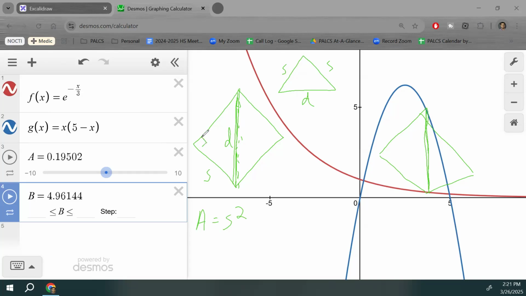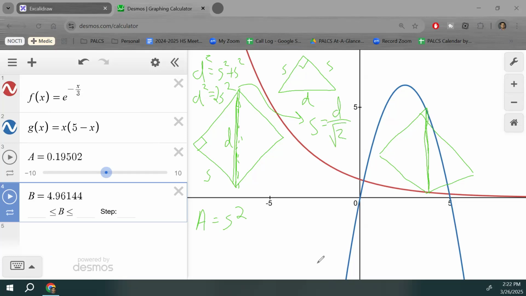And we can use the Pythagorean theorem because this is a square, and so this corner is a right angle. I know that d squared is equal to s squared plus s squared. So that means d squared is equal to 2s squared. S, if I just put it over here, is equal to d squared over 2, and the square root of that, which would be d over the square root of 2.